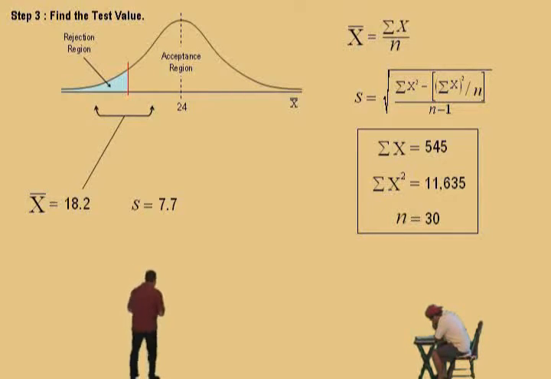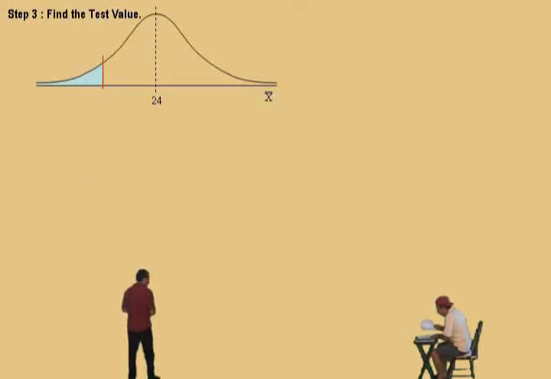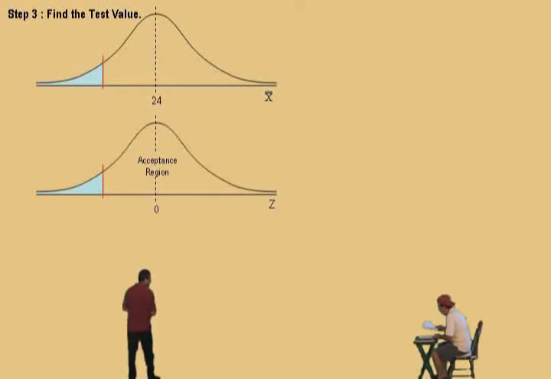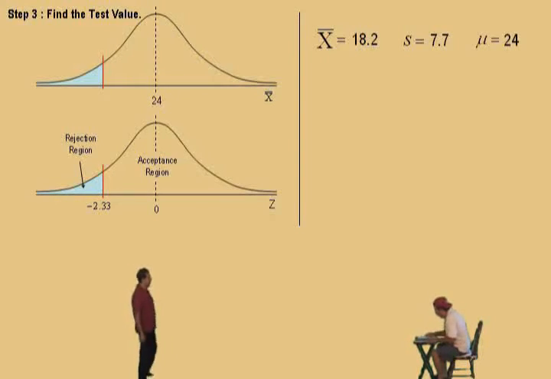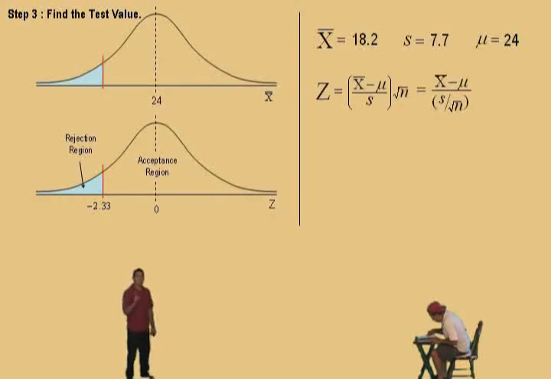Well, we're getting 18.2. But we have to see if that's a significant enough result to support what the researcher has said. Okay, so here we go. We're going to find our test value. Everything's translated to z-values. Remember, the middle is our acceptance. Tail is a rejection, Charlie. Critical value, negative 2.33. Our sample mean is 18.2. Our sample standard deviation is 7.7. Our population mean, mu, is assumed to be 24 for this problem. And there's our z formula for translating that x bar value, our sample mean value, to a z.